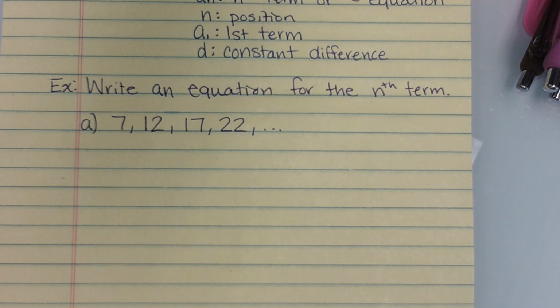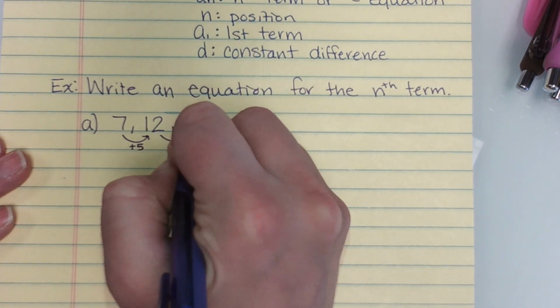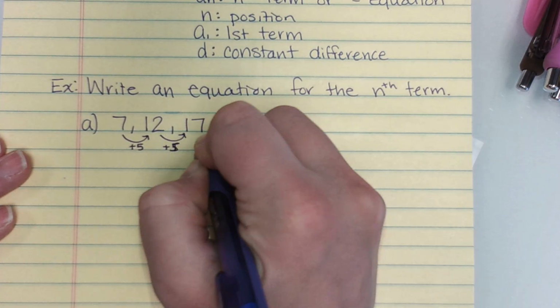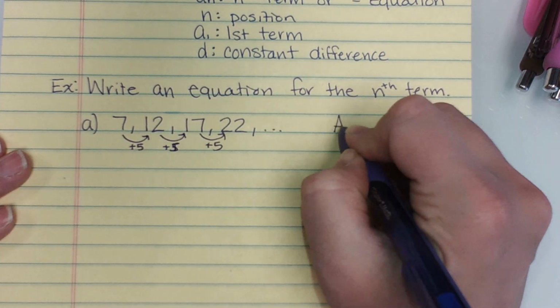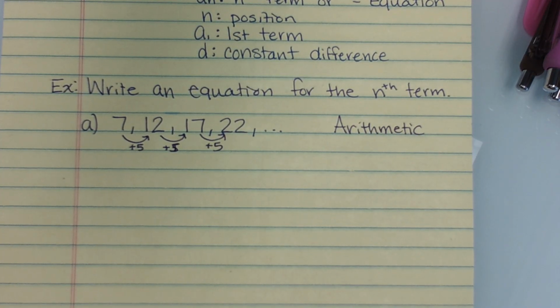7, 12, 17, 22. Is that an arithmetic sequence? See some head nods. How do you know? Yep, it's plus 5 every time. Now another thing technically we should start checking is, is it a sequence altogether? Is it a list of numbers with a pattern? Yes. That's going to get more important once we start learning about series.